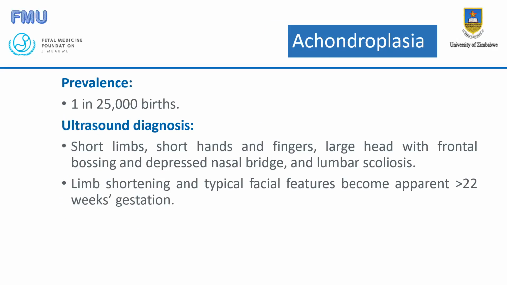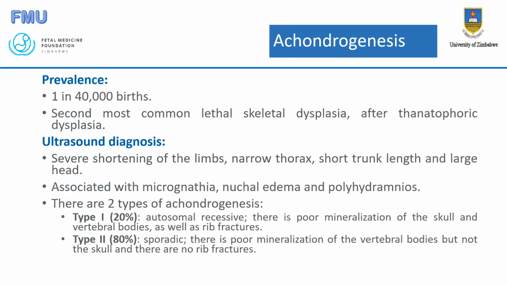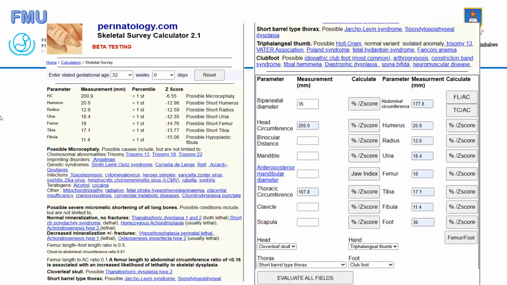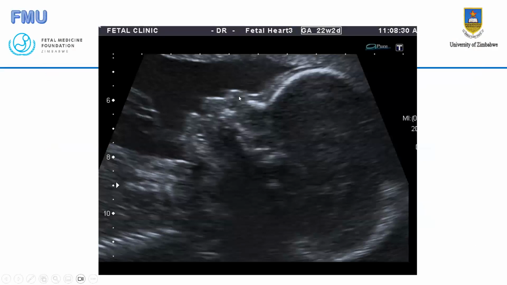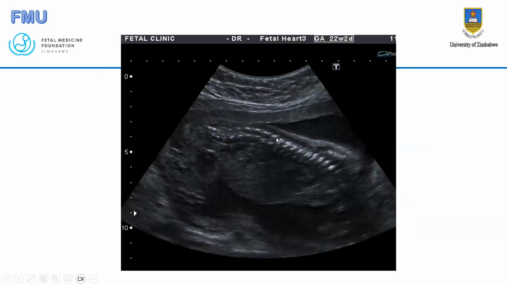Achondroplasia is fairly common compared to achondrogenesis. It occurs in about 1 in 25,000 births. On ultrasound, you see short limbs, short hands and fingers, a large head with frontal bossing, and a depressed nasal bridge. The kind of picture I showed you, let me just go back to it. And there's lumbar scoliosis. I think I showed you the lumbar part. So this is the kind of picture you get with achondroplasia. You can see the bossing, the depressed nasal bridge here, and the lumbar scoliosis we see there.